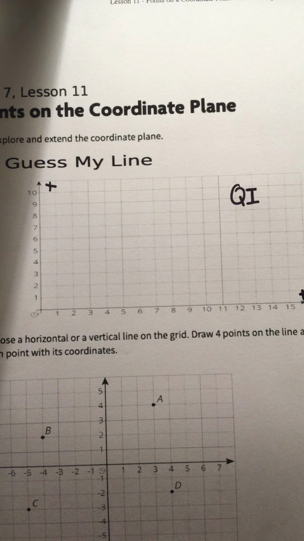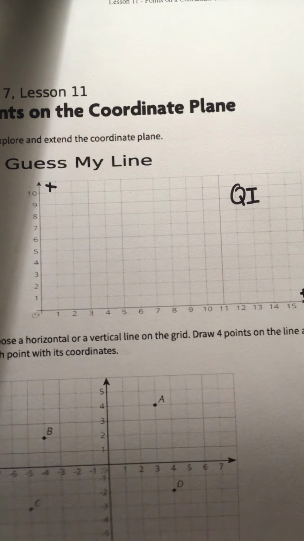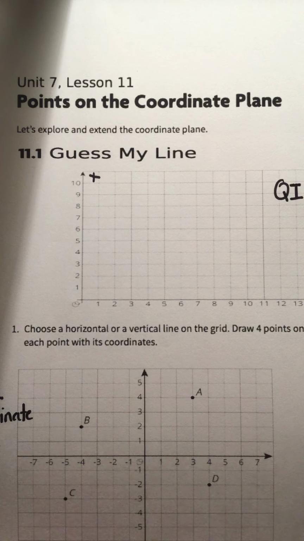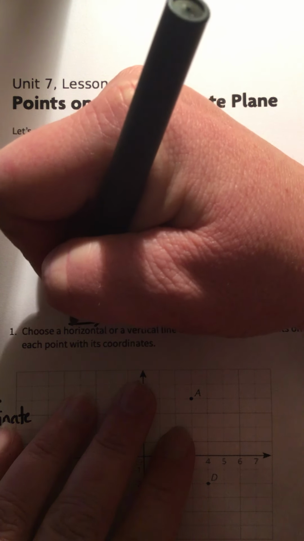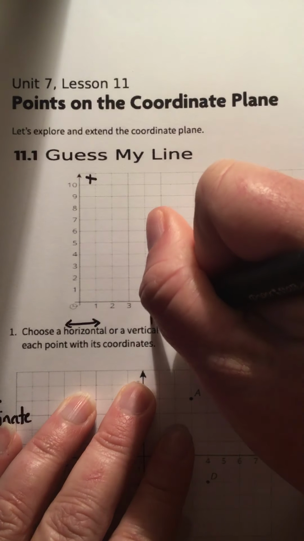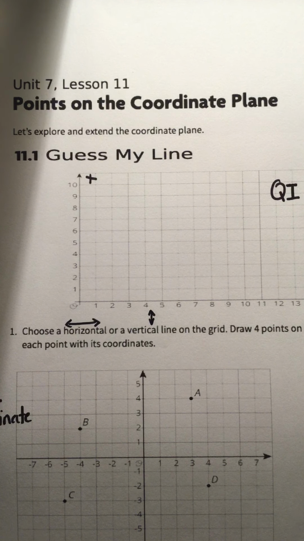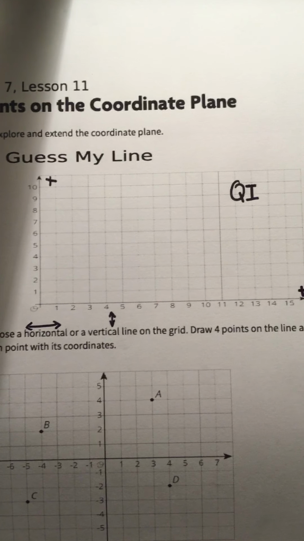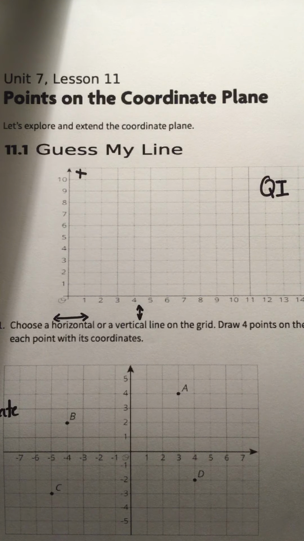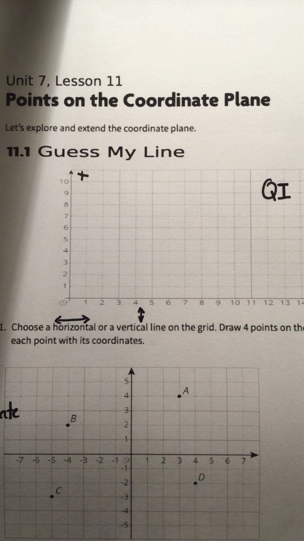All right, so for the warm-up for today, it says guess my line. So the directions are choose a horizontal or a vertical line. So remember, horizontal is left and right, and vertical is up or down. On the grid, you need to draw 4 points on the line and label each point with its coordinates.